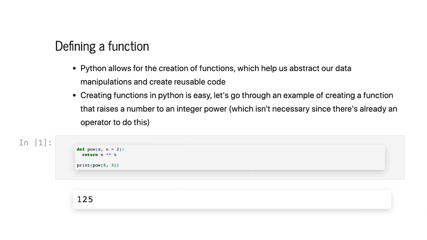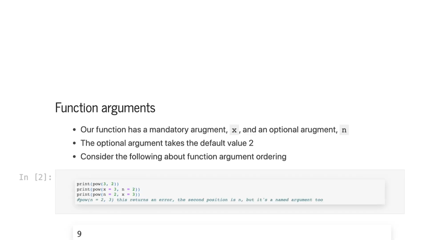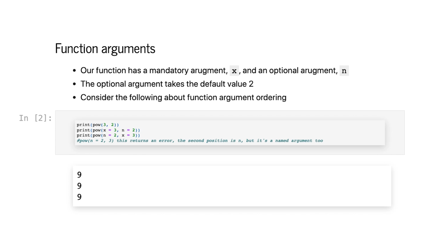They're taking 3 and raising it to the second power. In the first case, I gave it 2 arguments, and since I didn't name them, it's going to go in the order of the arguments. So in my function declaration, right, x was first, n was second. So when I call pow 3, 2, it's going to set x equal to 3 and n equal to 2. And then if you have multiple arguments, it's going to go in the order that they are listed.